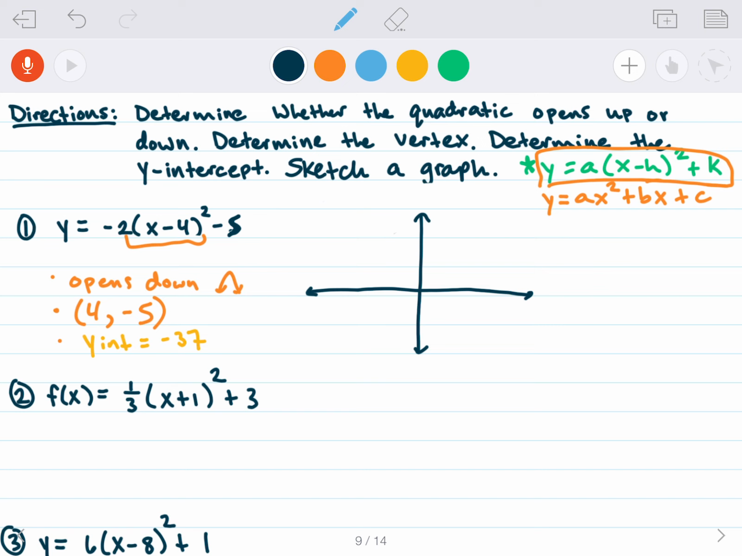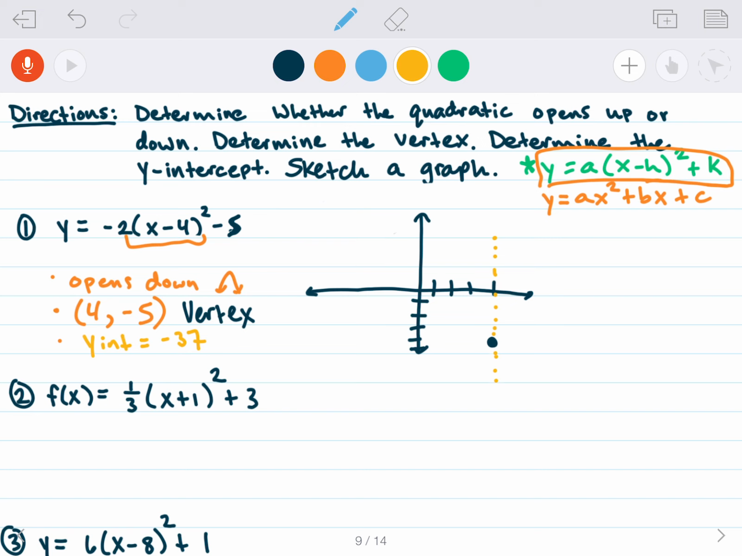What you want to do, if you have the vertex, is plot the vertex first. So the vertex in our case is 4, negative 5. So when x is 4, y is negative 5. 1, 2, 3, 4, 5. So if I go over 4, down 5, I'm right here. I know it opens down. So I'm going to have this line of symmetry here through the vertex.